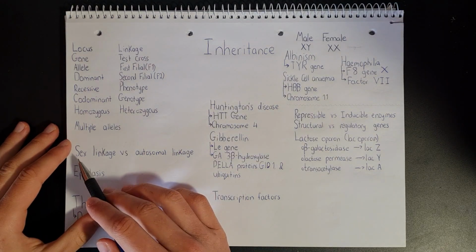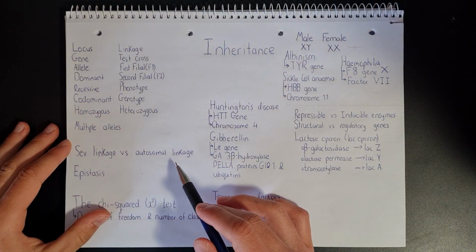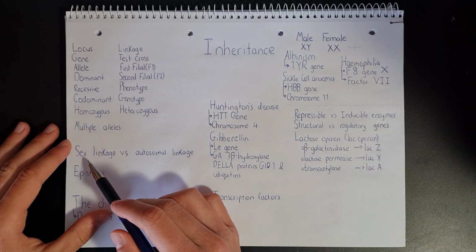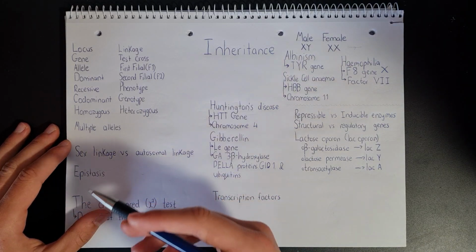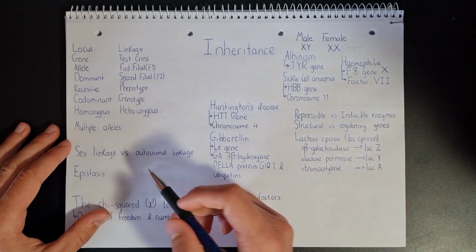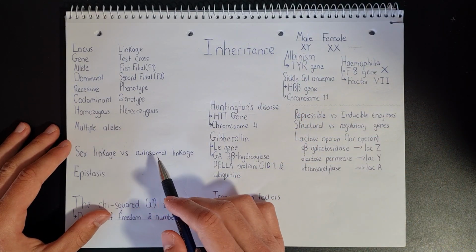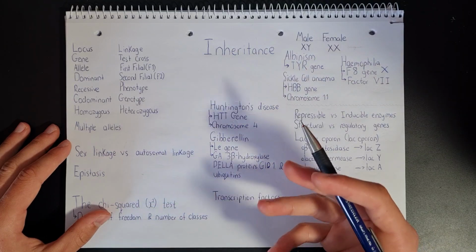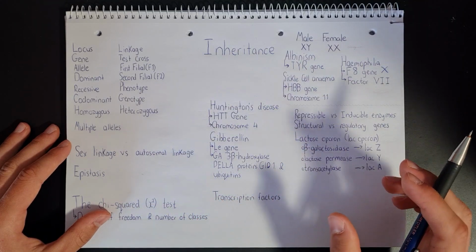So now let's take a look at the difference between sex linkage and autosomal linkage. Sex linkage simply refers to the genes that are on the sex chromosome, so either X or Y. Autosomal linkage: autosomes, firstly, are chromosomes that are not sex chromosomes.